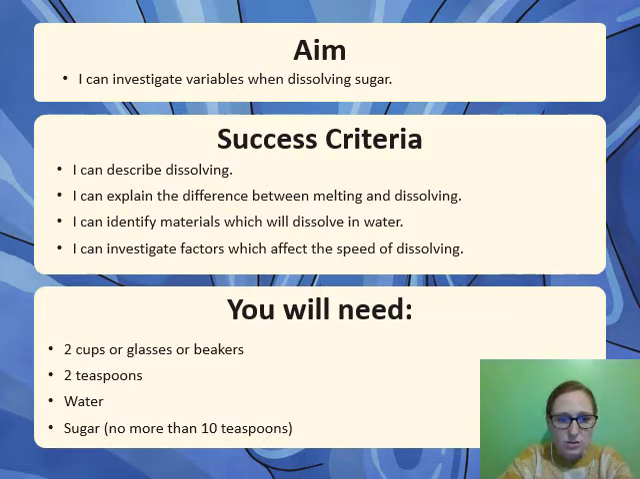You will need 2 cups or glasses or beakers, just small ones are perfect. You'll need 2 teaspoons, the little ones that you stir your cup of tea with, a little bit of water, no more than about 1 inch in your cup, and sugar, no more than 10 teaspoons, so you don't need loads and loads of sugar. I'm also going to recommend that you think about where you put your computer or your iPad or whatever you're using, and make sure it doesn't get mixed up anywhere near the sugar and the water. Keep those on separate surfaces.